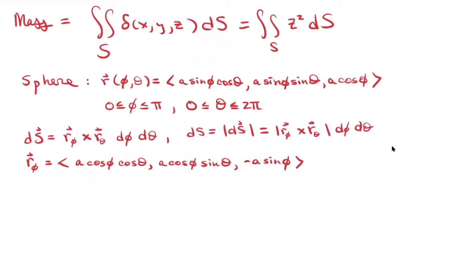Okay. And now r theta. Here we go. So r theta is going to have a negative a sine phi sine theta, a sine phi cos theta. And then the derivative of the z coordinate with respect to theta will be 0.